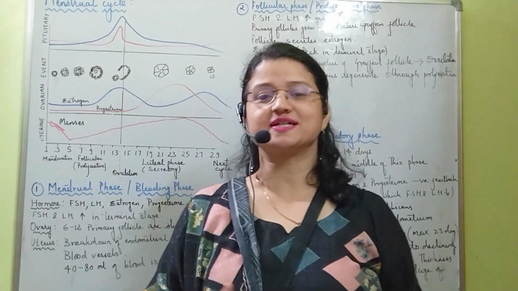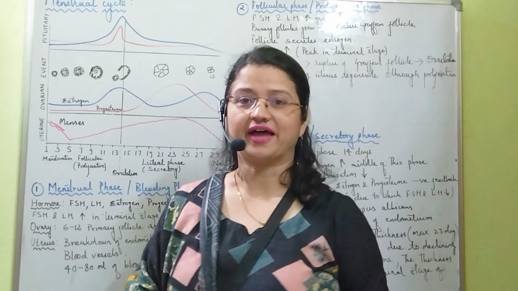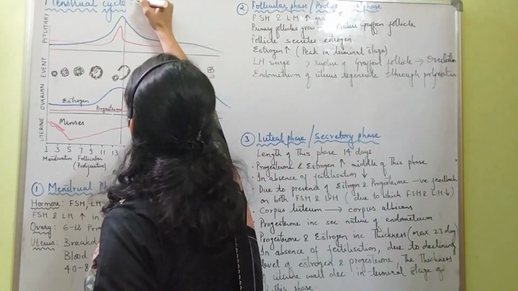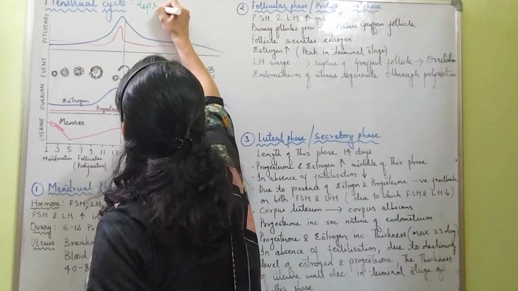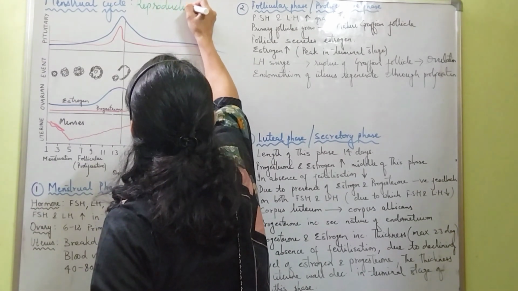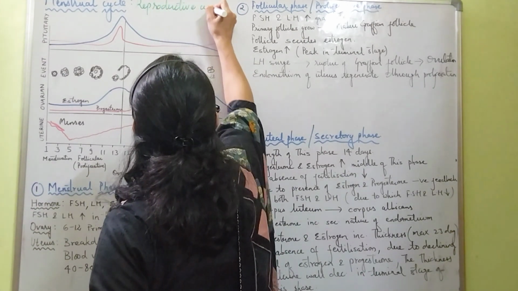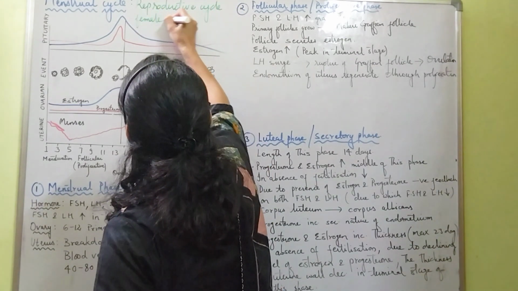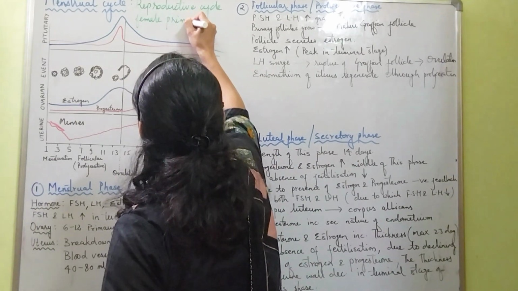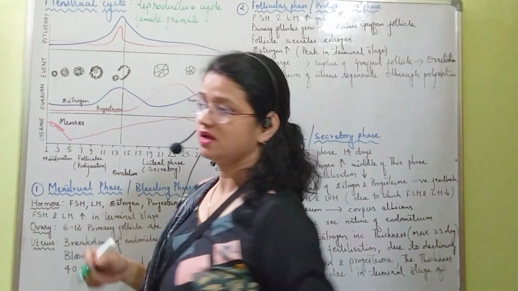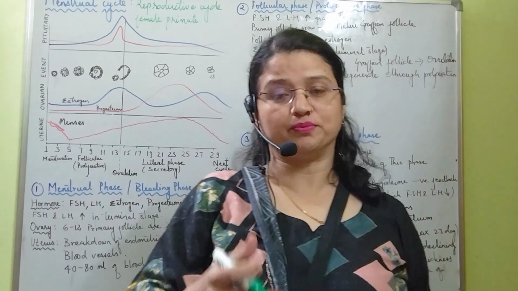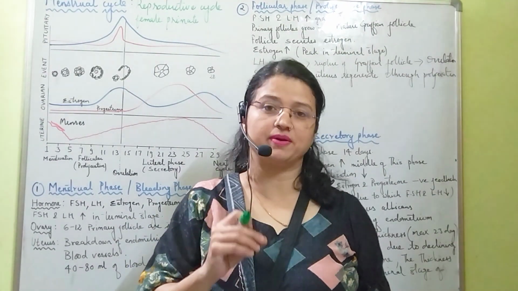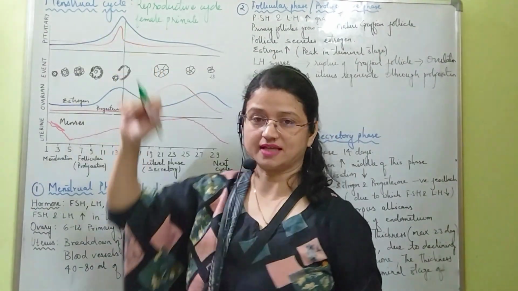Students, today we will discuss a very important topic, and that is the menstrual cycle. The menstrual cycle is the reproductive cycle in female primates. Now, primates include monkeys, apes, and human beings. So the reproductive cycle which takes place in the female primate is known as the menstrual cycle.